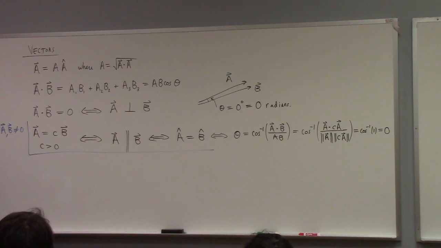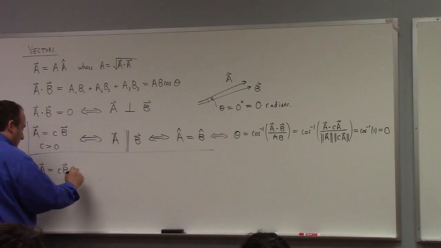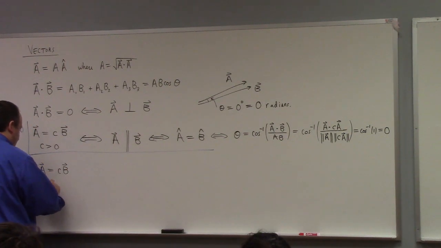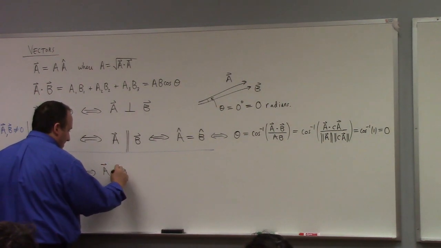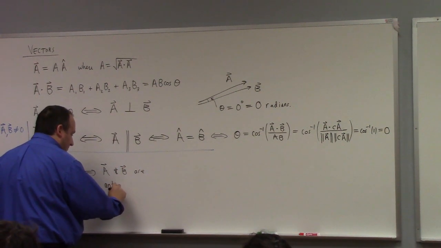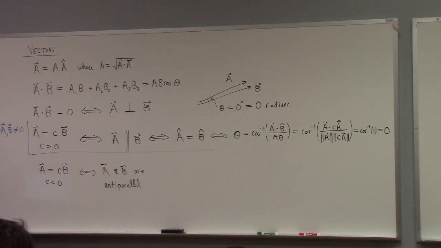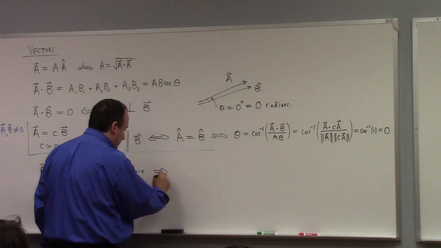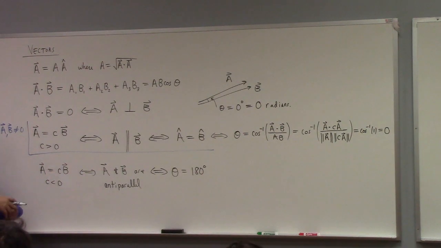All right, what would it mean if A is equal to CB, but C is negative? What would we say then? A and B are what? They go in opposite directions. They're going opposite directions. And the term we have for that is anti-parallel. And in that case, we would have what? Theta equals 180 degrees, like 180 degrees opposed. Or pi radians if you like.